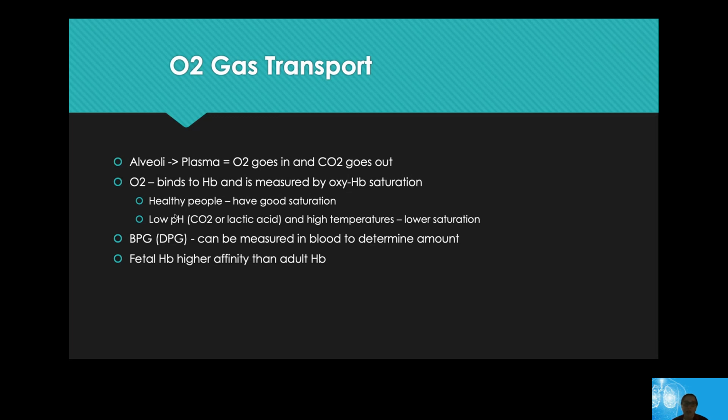But if you're not as healthy, or you have something going on, like, for example, you have a high amount of CO2, so maybe you have something like COPD, or you have an excess amount of lactic acid, and that would be measured by bisphosphoglycerate, or BPG. These two things can lower the body's pH, and low pH or high body temperatures lower your saturation. And these unhealthy conditions mean you don't transport oxygen as well as you should.